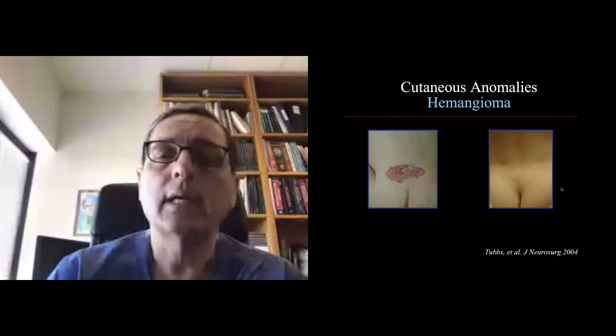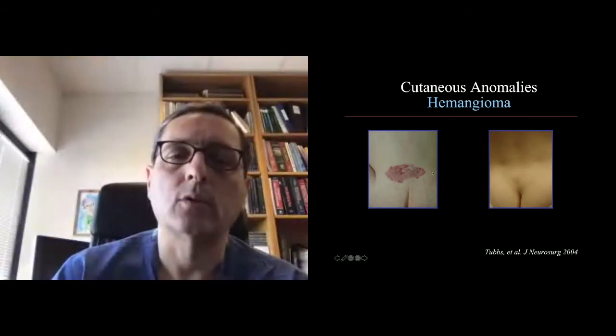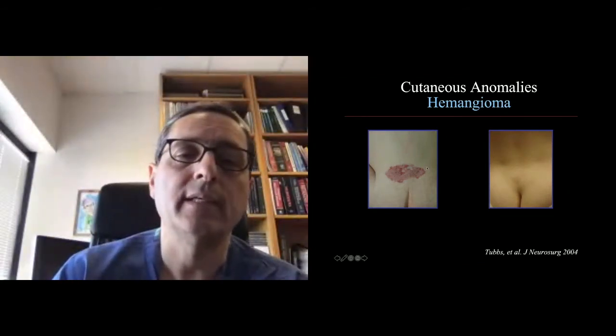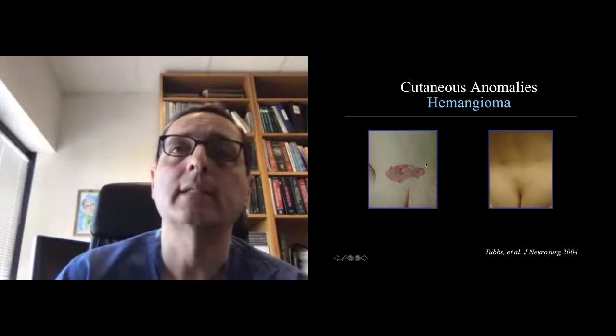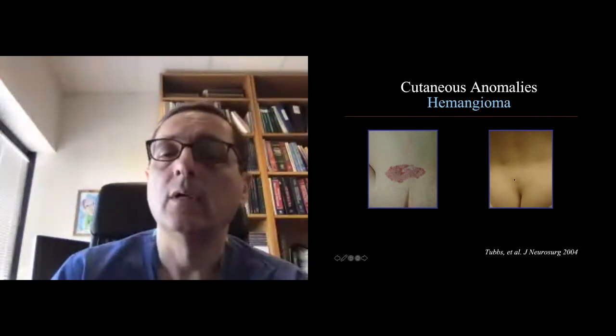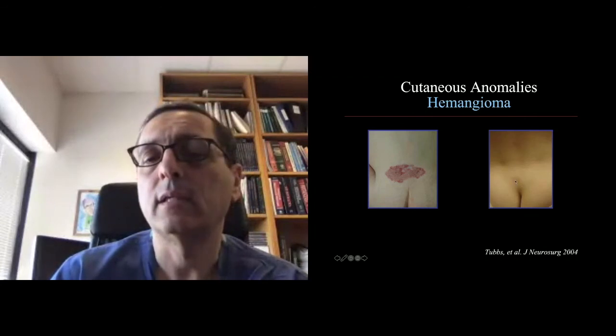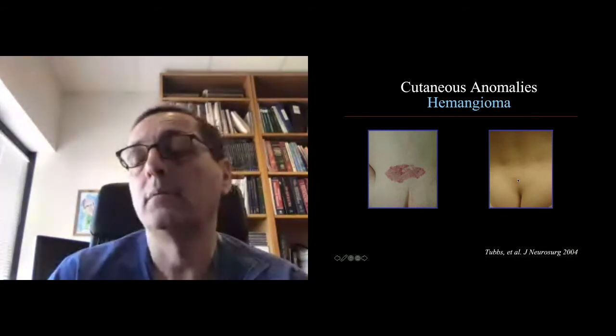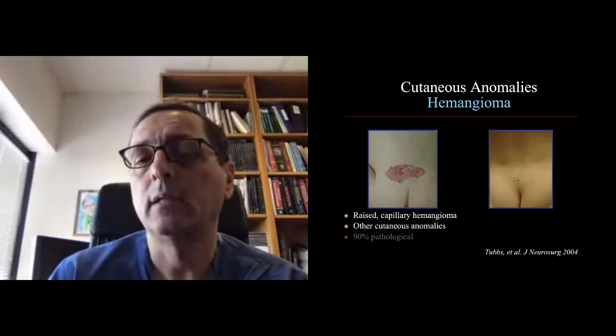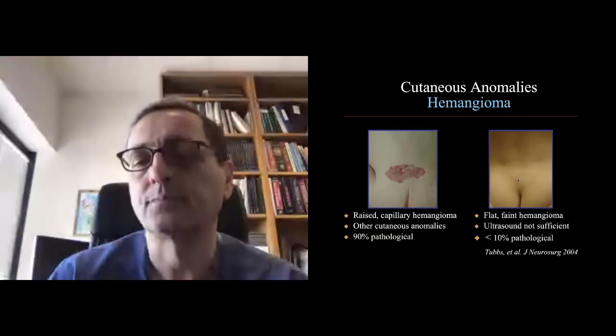Now, there are two types of hemangiomas that occur. A type that is raised, very densely packed, reddish, and these are often pathological and indicate that there's a problem underneath. Whereas the faint hemangiomas, which you can see all over the body, including the midline of the spine, tend to be, in general, benign, with some exceptions.